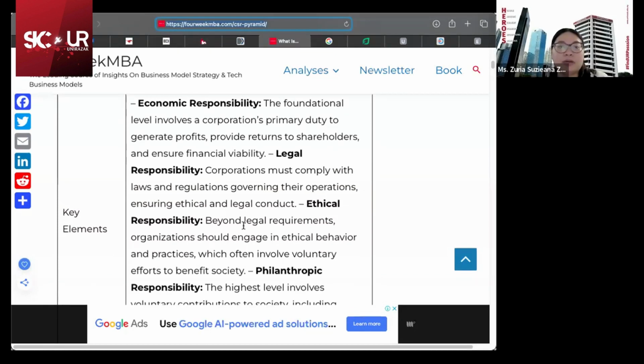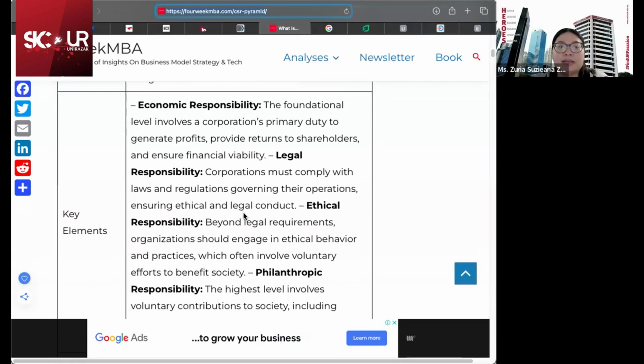When we talk about economic responsibility, it is the foundational level: every organization should be profitable, generate profit, and provide returns to their shareholders. They are also responsible for long-term profitability, to keep running in the long term because they have a lot of employees. They also have to give returns to shareholders. So these are in terms of economic responsibility.